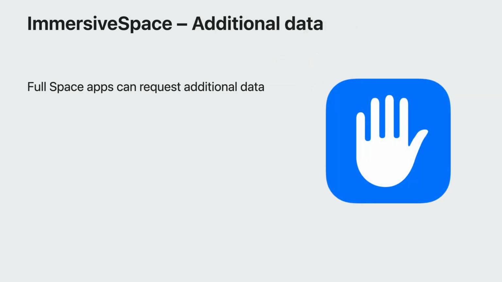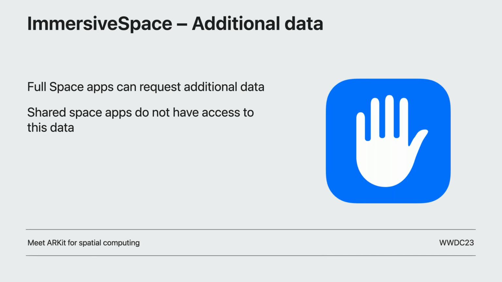Second, when your apps run in a full space, they can request access to additional data, such as the exact position and orientation of your hands. Keep in mind that some of this data is privacy sensitive. If your app requests privacy-sensitive data, the person using the app will be prompted to approve this request. This is not available to apps in the shared space. For more information on additional data available and privacy considerations for apps presenting an immersive space, please refer to the session Meet ARKit for Spatial Computing.